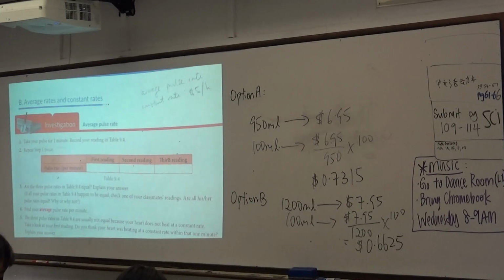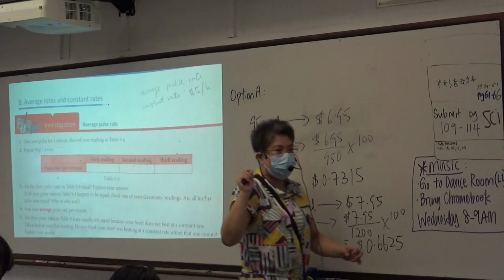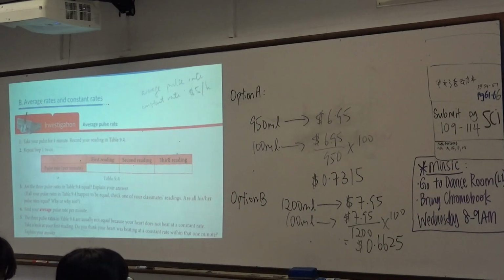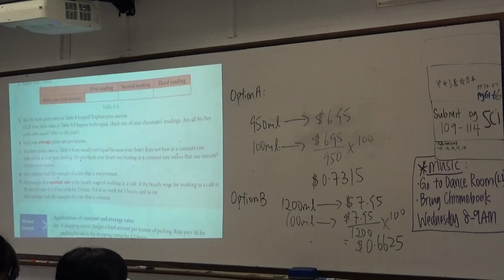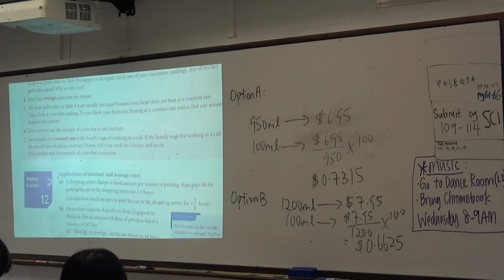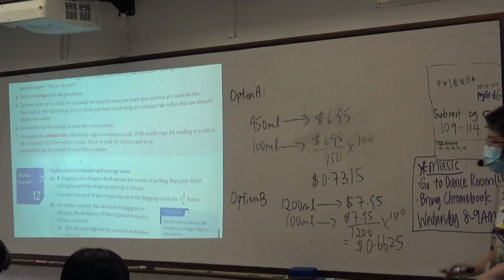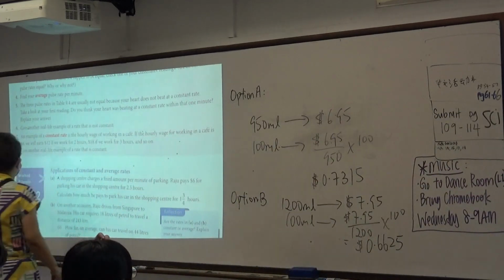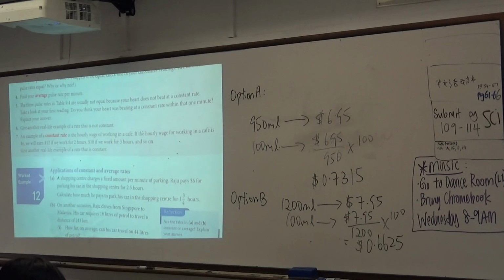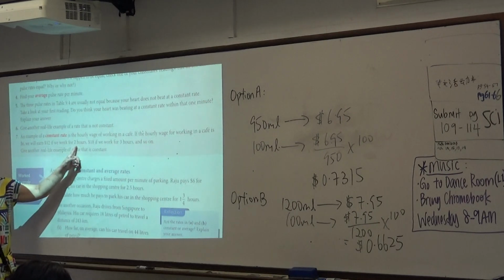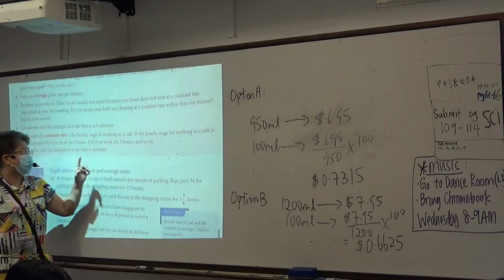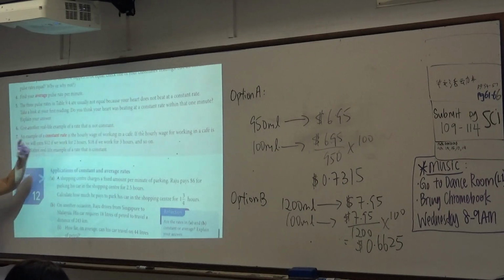Are we clear? Okay, now what is the difference between an average pulse rate and a constant rate, not pulse rate, okay? Can we look at point number 7? This is important. An example of a constant rate is the hourly wage of working in a cafe. If the hourly wage for working in a cafe is $6, we will earn $12 if we work 2 hours, $18 if we work 3 hours, and so on. So this is called constant rate. It doesn't change. Do you understand?